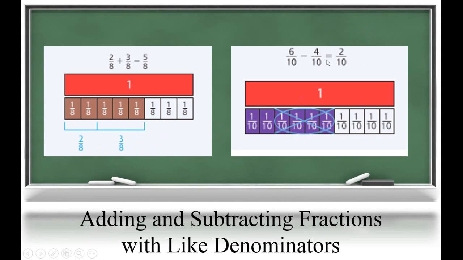Let's look at a subtraction problem. So we have 6/10, and we want to subtract 4/10. So we have 1, 2, 3, 4/10. We have 2/10 left. So 6/10 minus 4/10 equals 2/10.